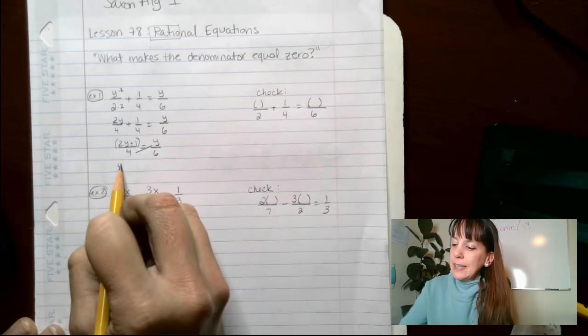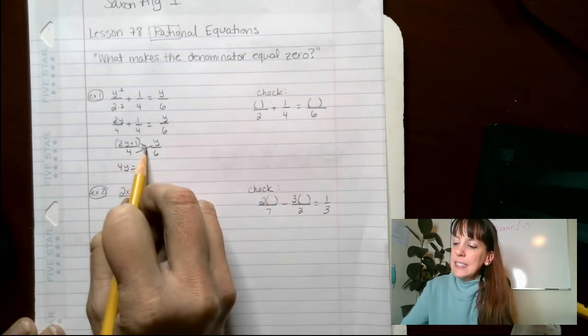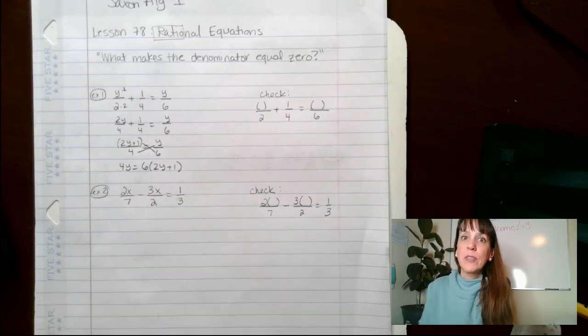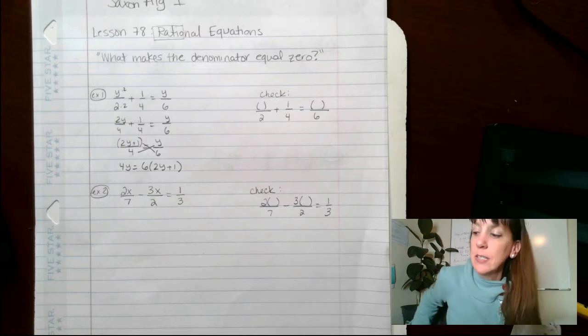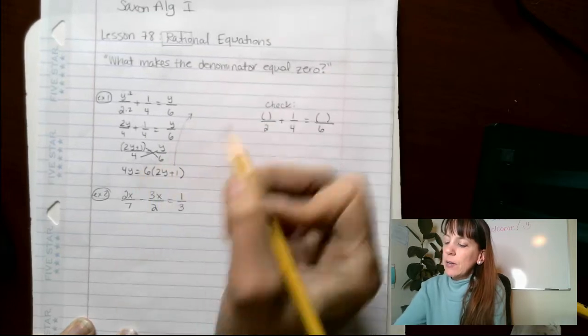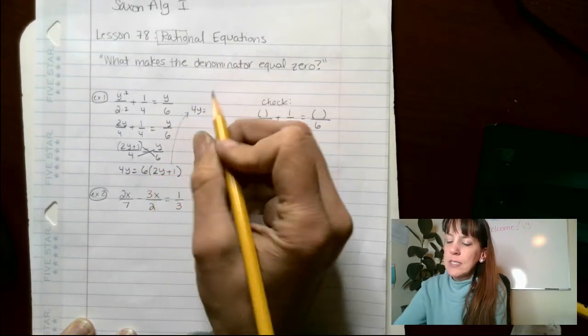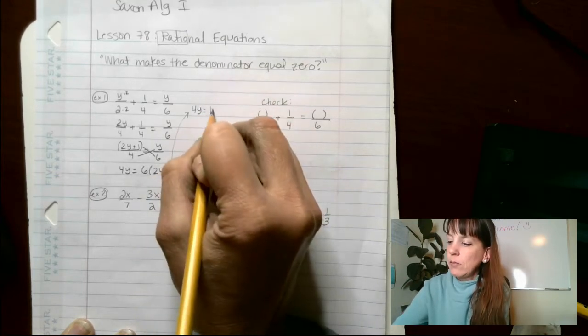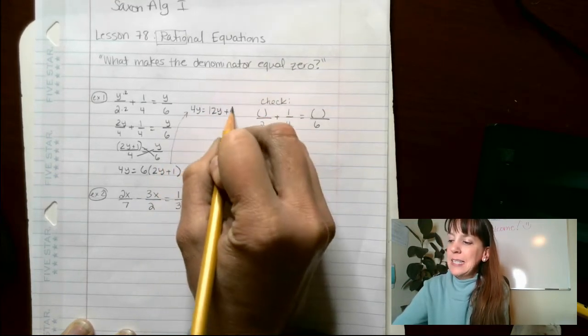4y equals this times this, 6(2y plus 1). Those parentheses are important because we need to distribute. So what I'm going to do is draw this guy up here. We're going to do 4y equals, now I take that 6 times 2 and I get 12y plus 6.